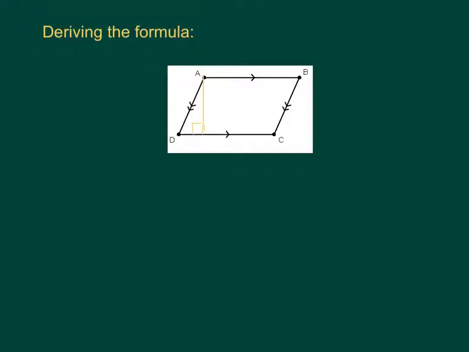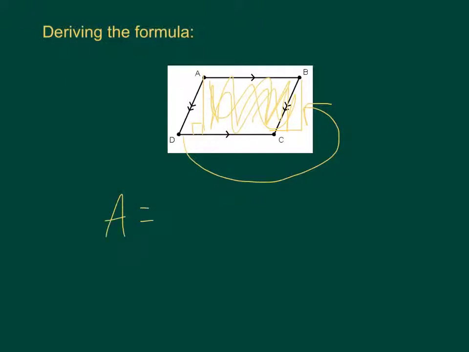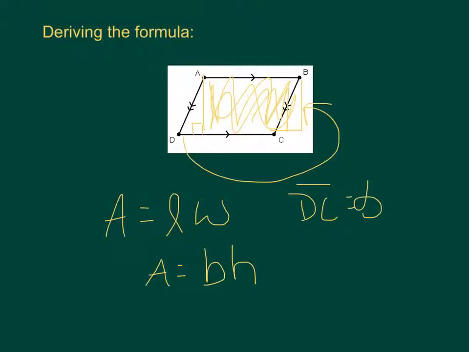If we were to cut that right triangle off and translate or slide it to the edge and connect it to the line segment BC, we now have created a rectangle. Since we have a rectangle now, we know that the area of the rectangle is length times width. When we're talking about the area of a parallelogram, though, we call it the area equals the base times the height. The base is the bottom line segment of the parallelogram. So in this case, line segment DC is our base.